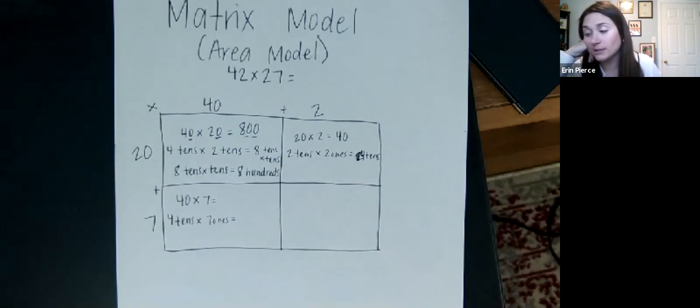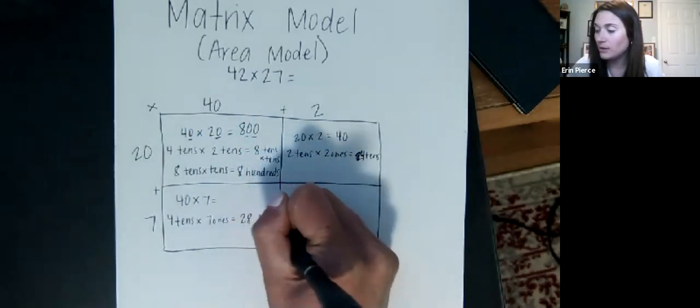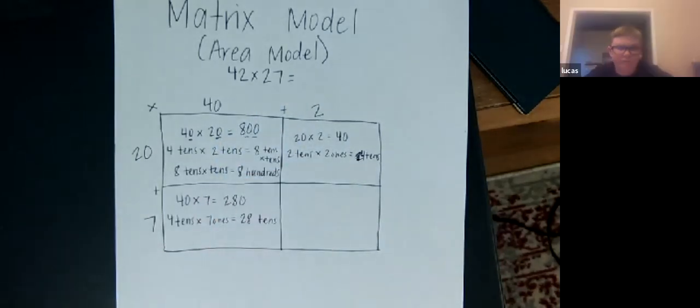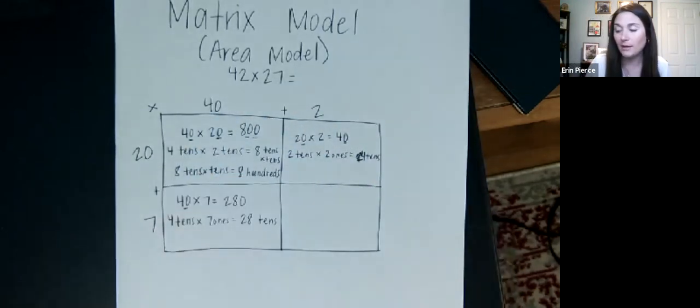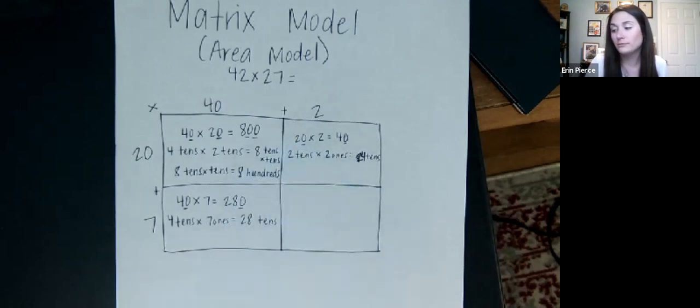And what is 4 times 7? 4 times 7. Lucas. 28. So I have 28 tens, which is the same as 280. I can check my answer again. How many zeros do I have in my answer and then in the multiplication? Because I can't say 40 times 7 equals 28, because that is way too small. It has to be 280.